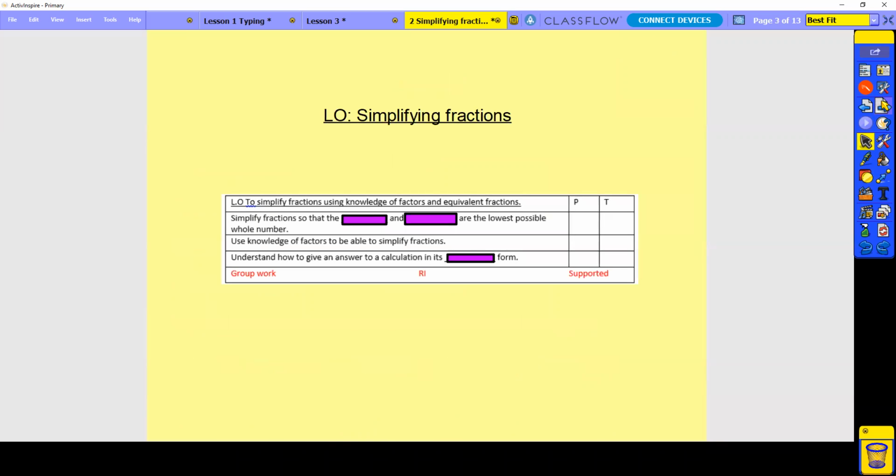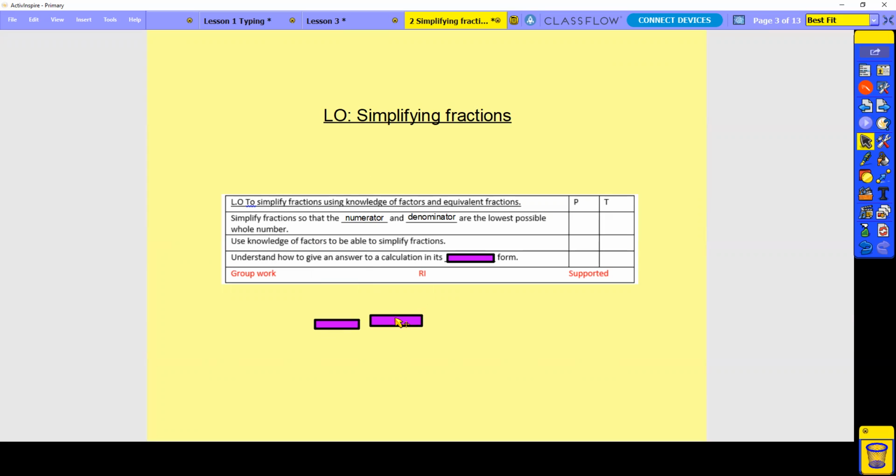Today's lesson is looking at simplifying fractions. For today's lesson, we're going to be using a lot of things that we worked on yesterday, so do make sure you have taken part in yesterday's lesson and you have done all the work for that lesson. We're simplifying fractions using knowledge of factors and equivalent fractions. We're going to simplify fractions so that the numerator and the denominator are the lowest possible whole numbers. In your fraction, the numerator is the number at the top of your fraction and the denominator is the number at the bottom of your fraction, how many pieces it's out of.